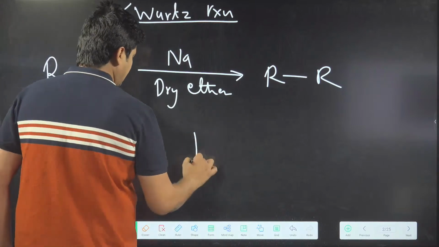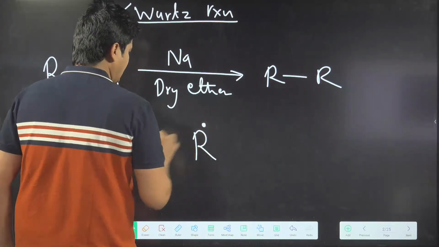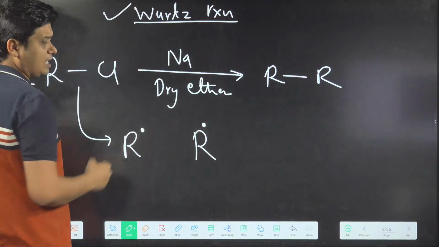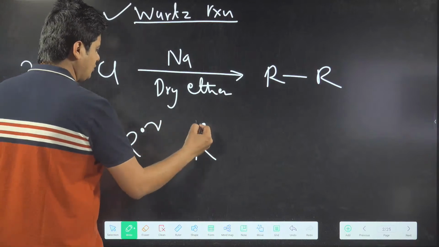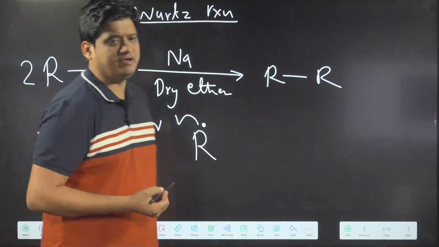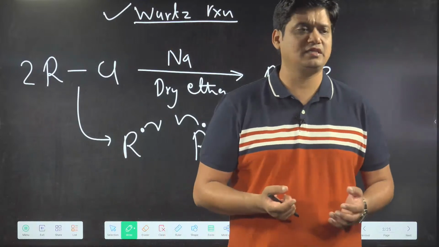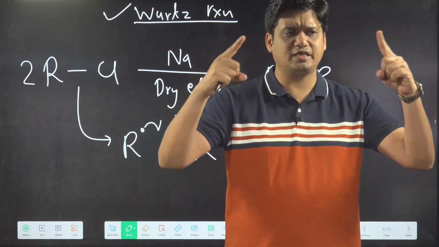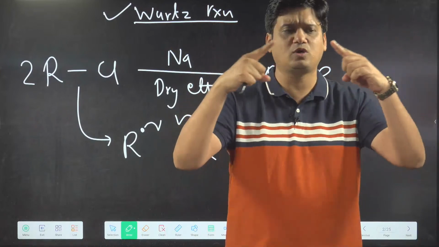Two mechanisms are there. I am explaining one. Another R radical is formed, which means 2 moles of RCl generate 2 R radicals. These R radicals are going to combine. You must know one thing: if radicals are there, they have a tendency to couple. One radical and another radical have a tendency to combine.